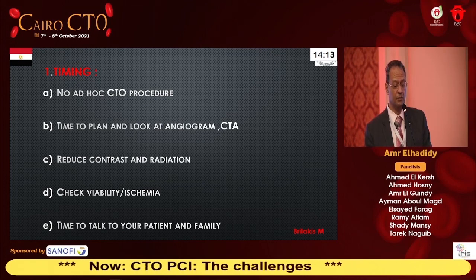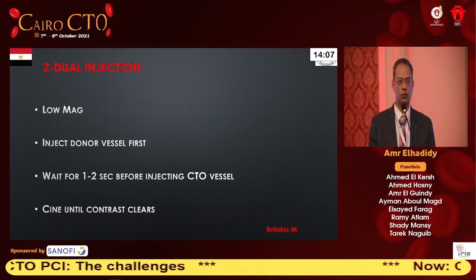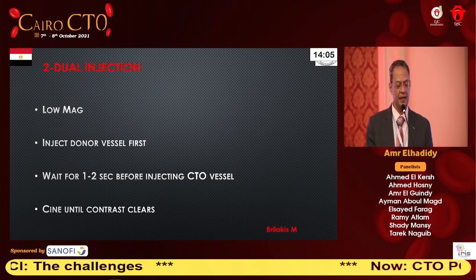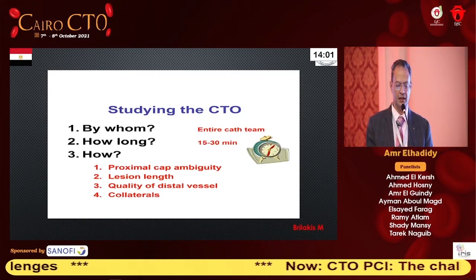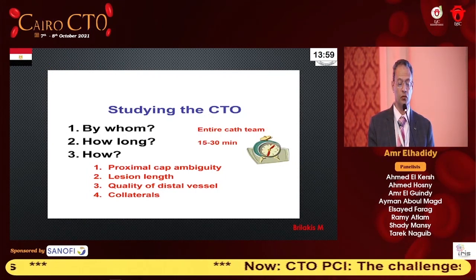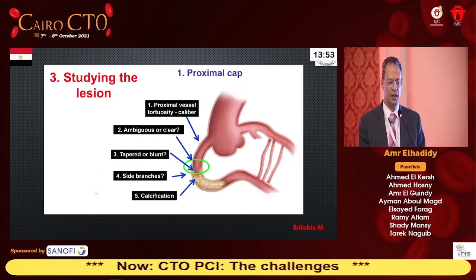You need the time to study your angiogram and CT angio, reduce the contrast and check viability, and talk to the patient and the family. And this, all we know about the dual injections, and you need to study well the CTO segment and how to see the proximal cap ambiguity and lesion length and the quality of distal vessels and the collaterals.